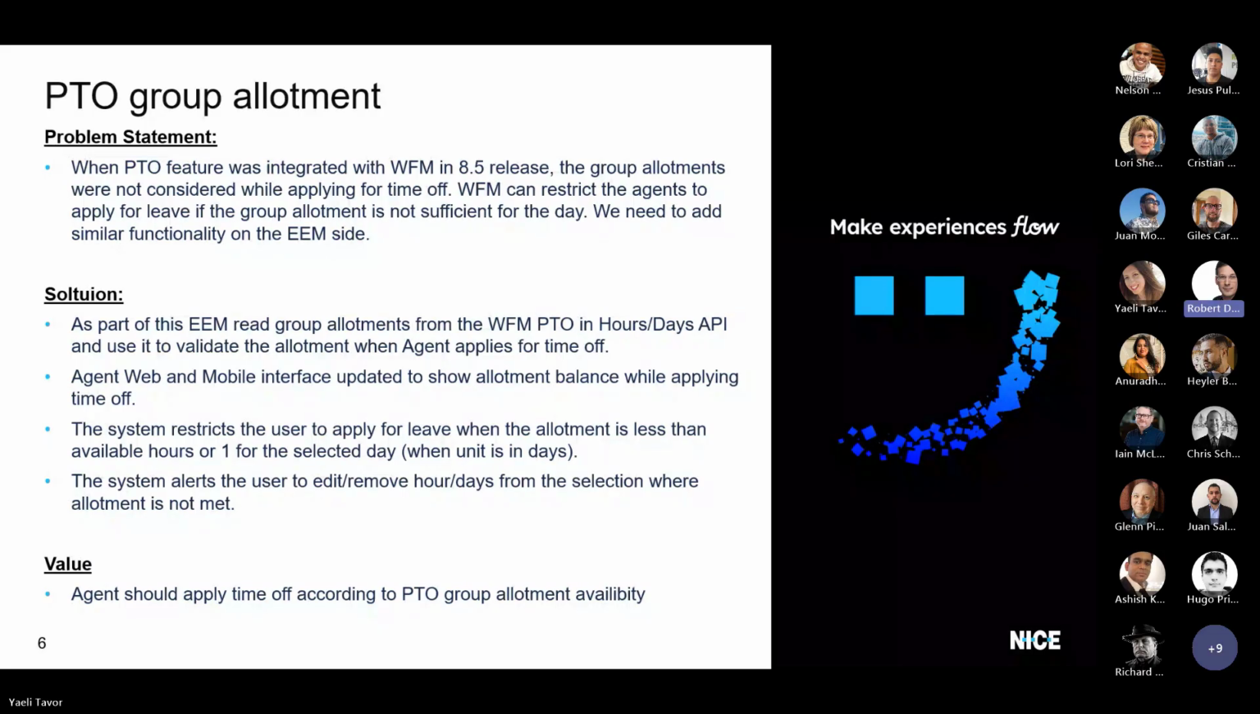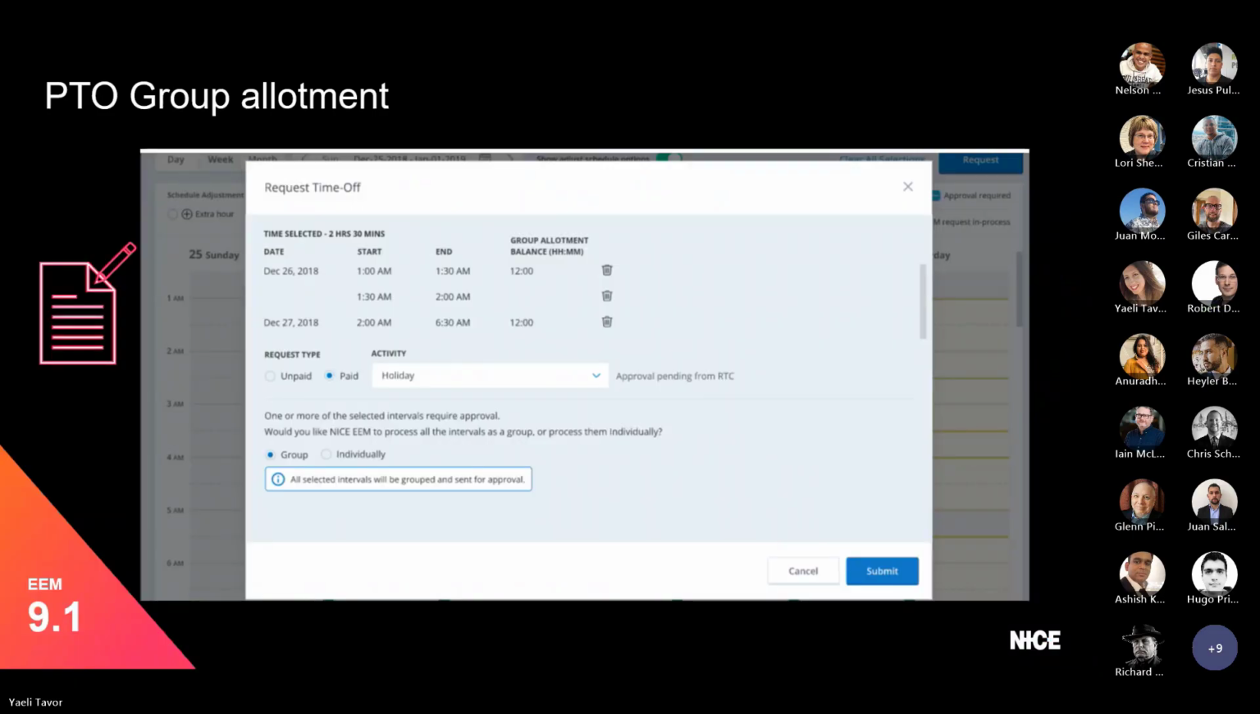So if you want to go to the next one, Yeli. When an agent goes in and submits it, it will do that check for group allotment, and you can see there's a column that shows the group allotment balance. And so they could see, for that middle one, there's not sufficient group allotment to allow it, so they couldn't submit it. They'd have to delete that in order to submit the other two, or they'd have to get approval for that.